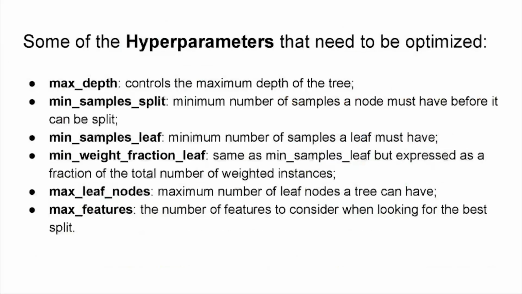Some of the hyperparameters that need to be optimized include the following: max depth, which reduces the maximum depth of the tree; min sample split, which is the minimum number of samples a node must have before it can be split; min samples leaf is the minimum number of samples a leaf must have; min weight fraction leaf is the same as min samples leaf but expressed as a fraction of the total number of weighted instances; max leaf nodes is the maximum number of leaf nodes a tree can have, and finally max features, which is the number of features to consider when looking for the best possible split.